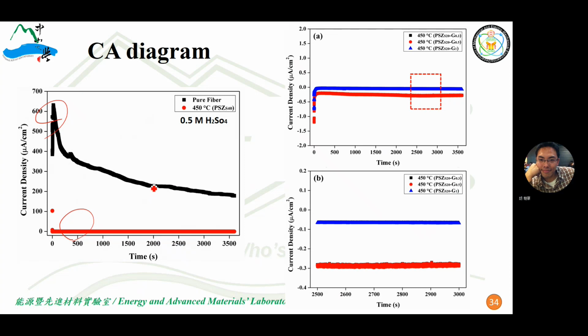You have to enlarge the scale. Okay, this one is stable. This one is unstable. And this shows the graphene content, right here, with different graphene content. So just enlarge this region to here.